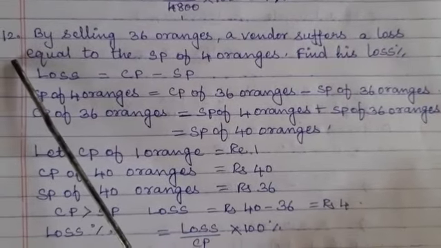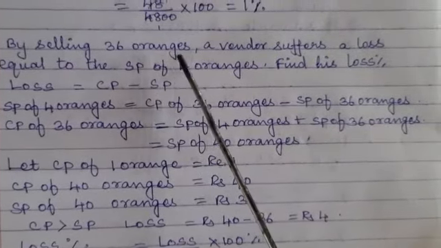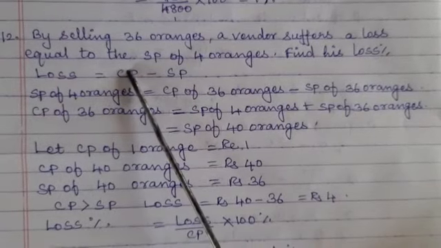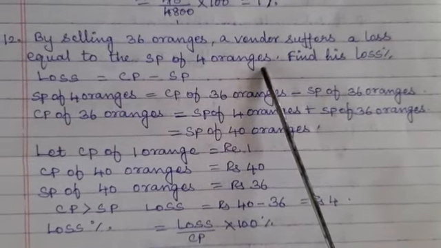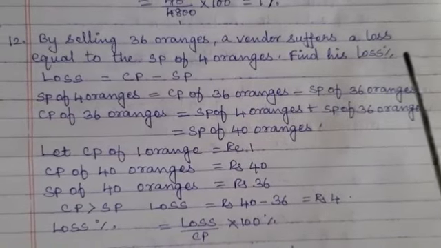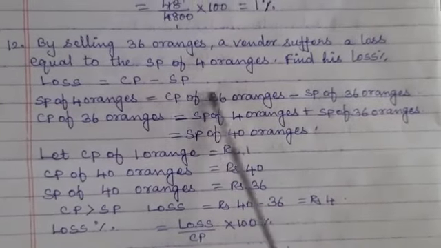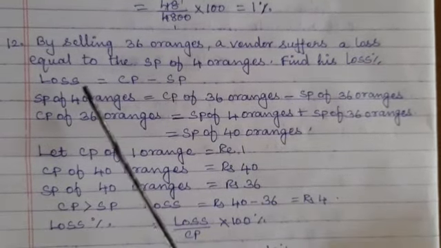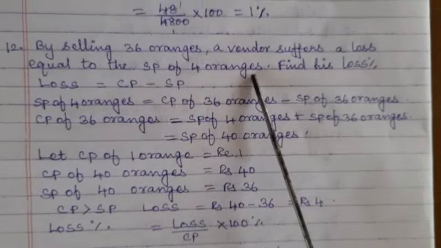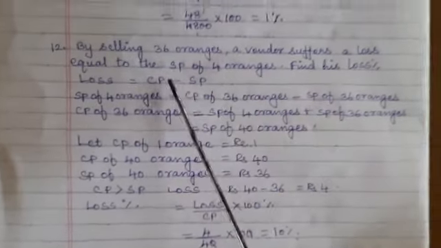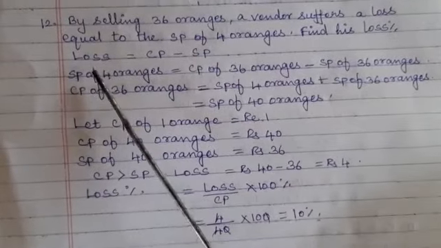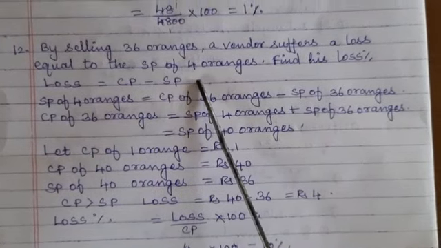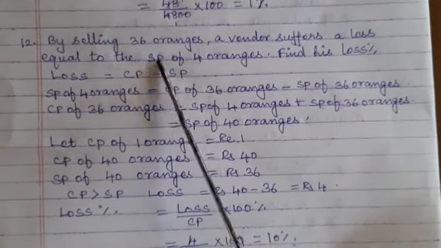Question number 12. By selling 36 oranges, a vendor suffers a loss equal to the SP of 4 oranges. Find his loss percentage. What is given there? SP of 36 oranges is given, and the loss is given equal to the SP of 4 oranges. So first we get the loss; we will write the formula of loss first. Loss is equal to CP minus SP. What is loss? Loss is given as SP of 4 oranges.